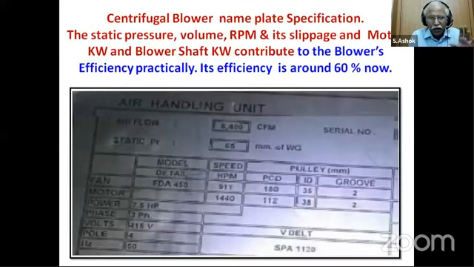This is a typical blower nameplate of an AHU, a branded AHU, where the contributing factors for the blower efficiency are the centrifugal backward curved impeller, and the static pressure, the volume, and the RPM. RPM of the motor is critical, but RPM of the blower is more critical.